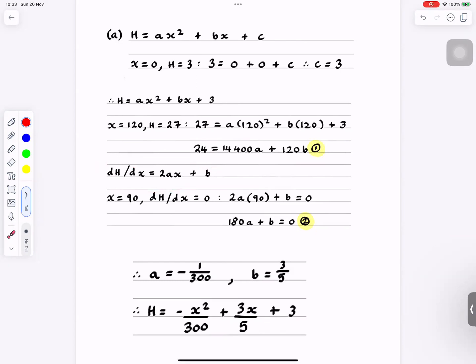And then we do dH over dx. When you differentiate ax squared, you get 2ax. Differentiate bx, you get b. And put it equal to 0. And then when x is 90, you solve it, you get the second equation. So you have equation 1 and equation 2. Simultaneous equations. You put them in your calculator, you get a to be minus 1 over 300, b to be 3 over 5.